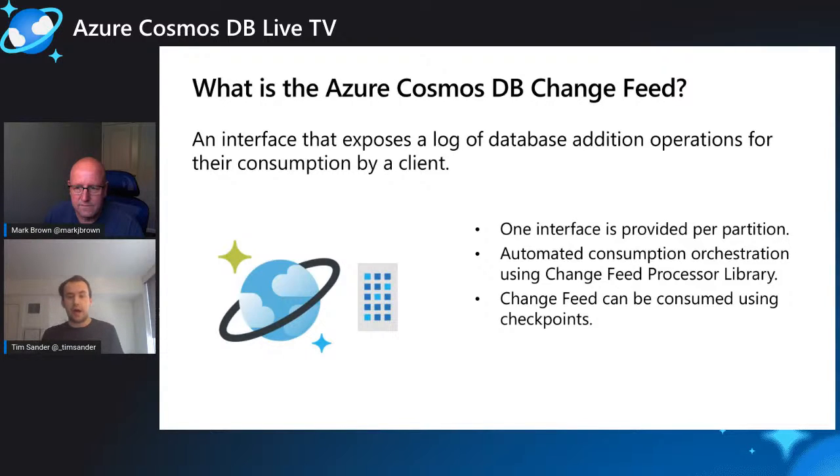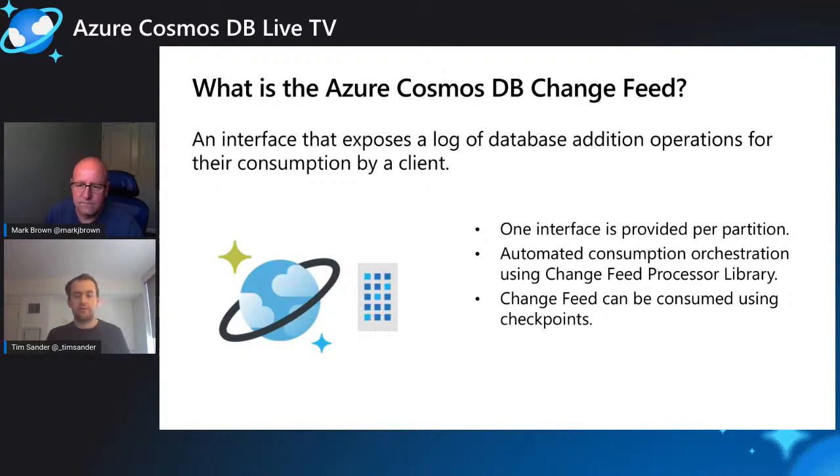Behind the scenes, there's actually one change feed per physical partition in Cosmos DB. And the change feed processor library, which Azure Functions uses behind the scenes, orchestrates and coordinates all that for you. So you could have 5, 10, 20 physical partitions, and the change feed processor library is going to manage reading from all of those for you automatically.